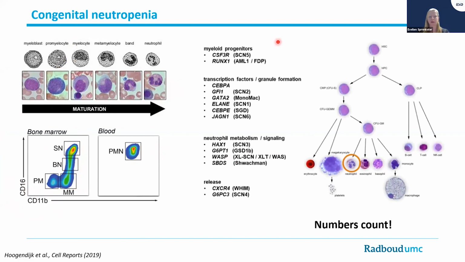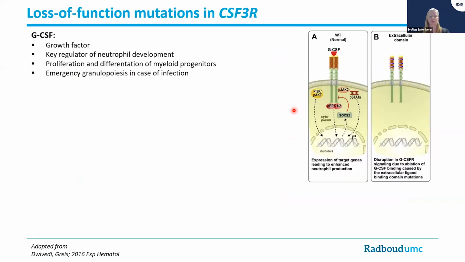So there are several congenital neutropenias and genes described which cause them. And I will focus shortly on CSF3R, which is the G-CSF receptor. There are lots of loss-of-function mutations described in the G-CSF receptor. And G-CSF is a growth factor, which is a key regulator for neutrophil development and the proliferation and differentiation of myeloid progenitors. And it also plays an important role in emergency granulopoiesis in case of infection.